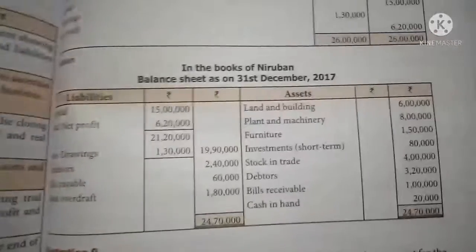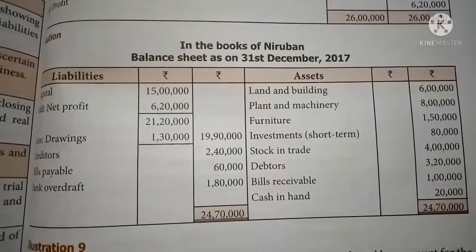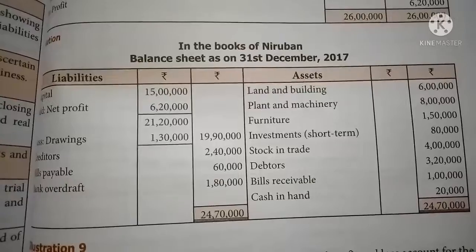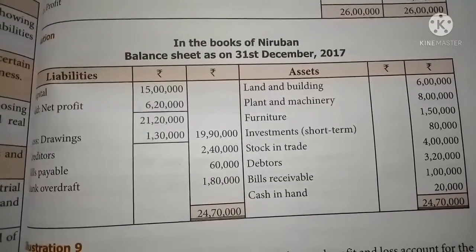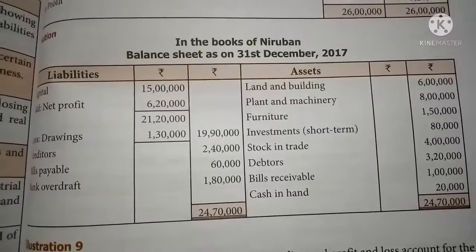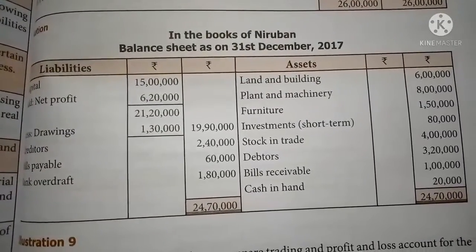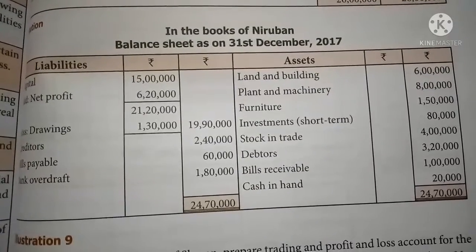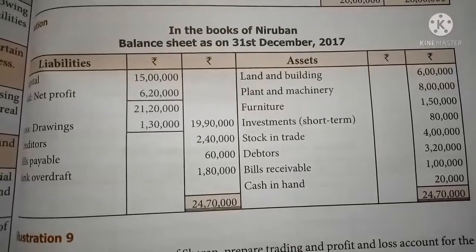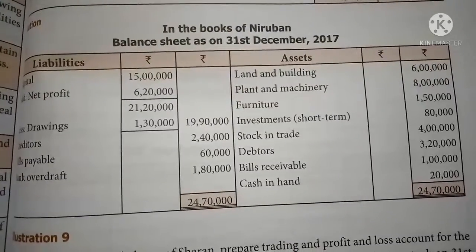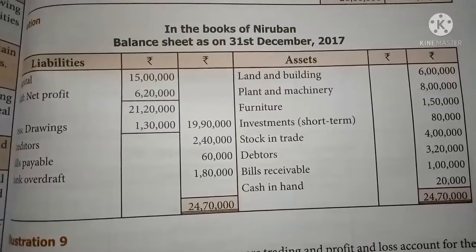Let us see the solution. While preparing the balance sheet, you can use both sides of your accounts sum notebook, and write the heading at the center. In the books of, you can write the business person's name, Niruban, and then balance sheet as on 31st December 2019. Then make the necessary columns. On the left side, liability and amount columns. On the right side, asset and amount columns.